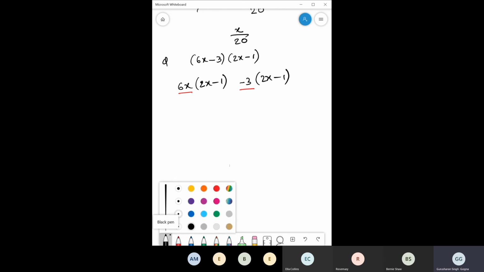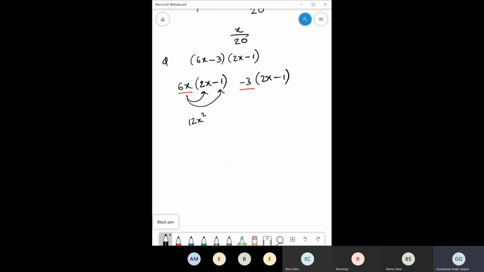So 6x multiplied by 2x and then 6x multiplied by minus 1. So 6x multiplied by 2x will give you 12x square. 6x multiplied by minus 1 will give you minus 6x. Same thing here. Minus 3 multiplied by 2x will give you minus 6x. And now you have to be careful. Minus 3 multiplied by minus 1 is plus 3.